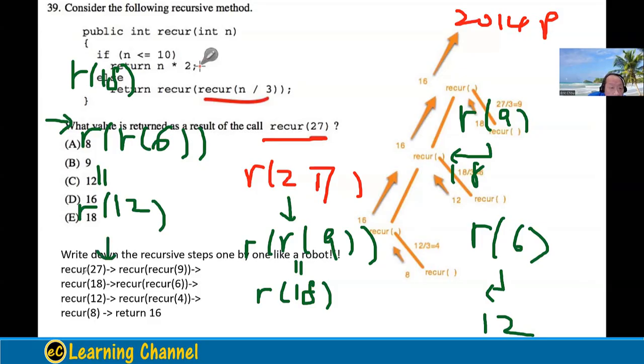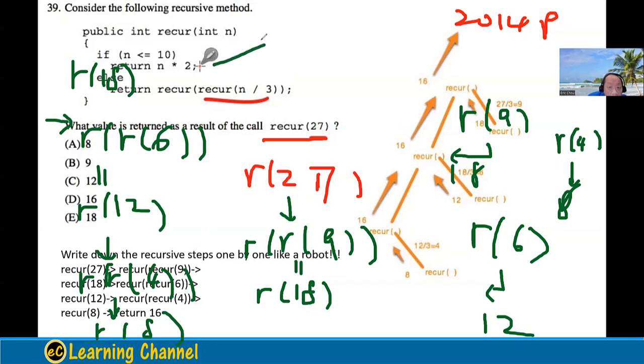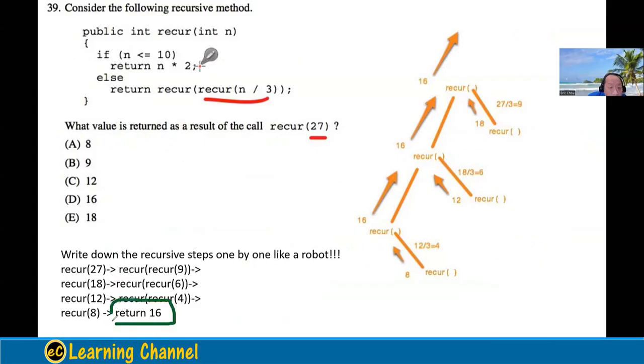And the recursion of 12 becomes recursion of 4. And recursion of 4 becoming 8. So this one becoming recursion of 8. And then that one becomes 16. So you got the answer, finally you will return 16. Is that okay?